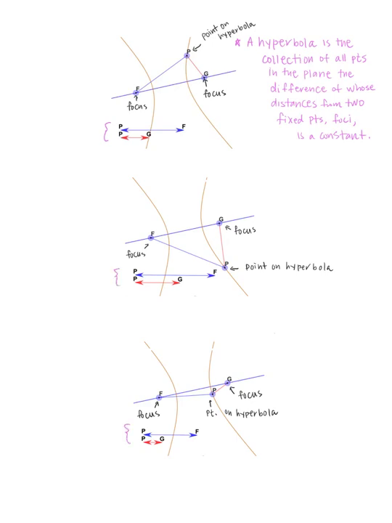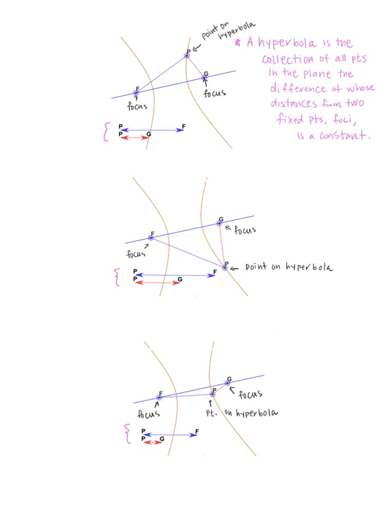So to make the definition of the hyperbola a little bit simpler, this just means that the distance from P to F is always less than the distance from P to G by some constant amount. And what's even cooler is that constant amount is nothing but the distance between the vertices.